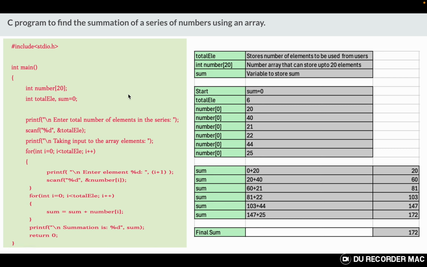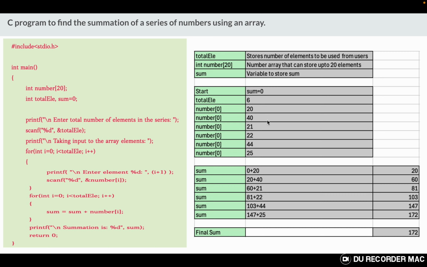So this is how we ask the user to enter the number of elements that you wanted to do the sum. Then the user will start entering all the values. Then every time the user enters the value, we run another for loop which will do sum is equal to sum plus the number that has been entered by the user. And this is how you get the final sum of 172 based on the inputs that have been given by the user.